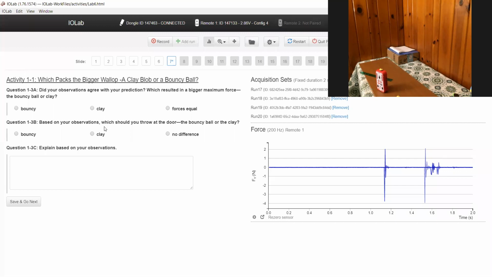Okay, in the next slide, did your observation agree with your prediction, which resulted in a bigger maximum force, the bouncy ball or the clay ball? So you already have the result. From that you can analyze.